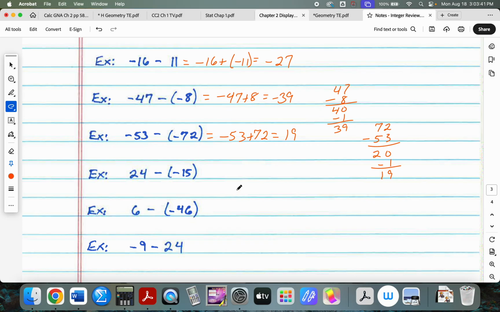Sorry. All right. Lauren, tell me how to rewrite this one, please. 24 plus 15. So what am I going to do on this one? Add. Yeah, we're just going to add. That's 39.